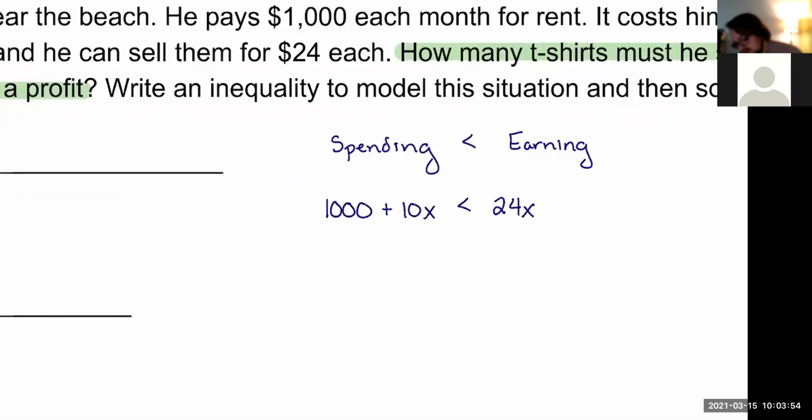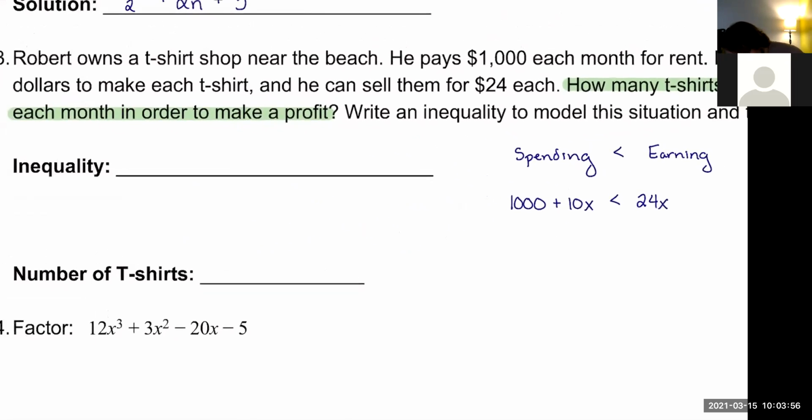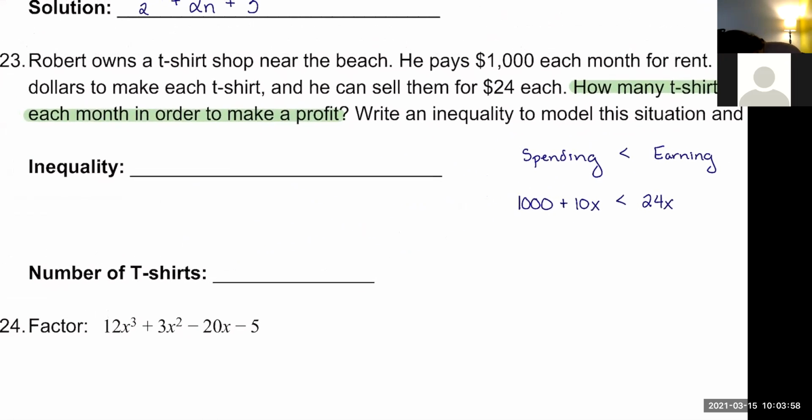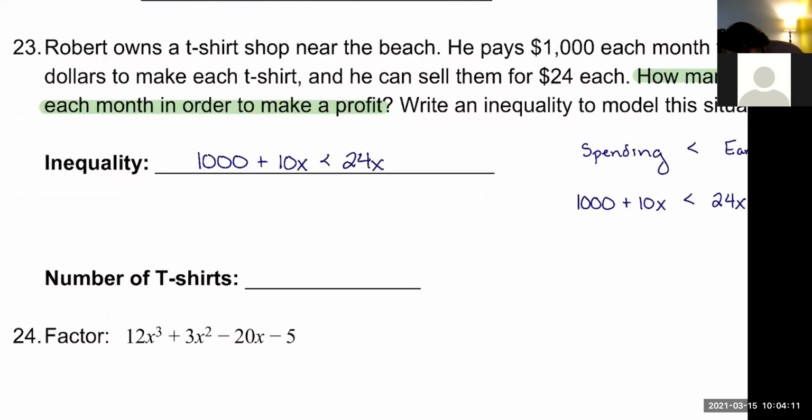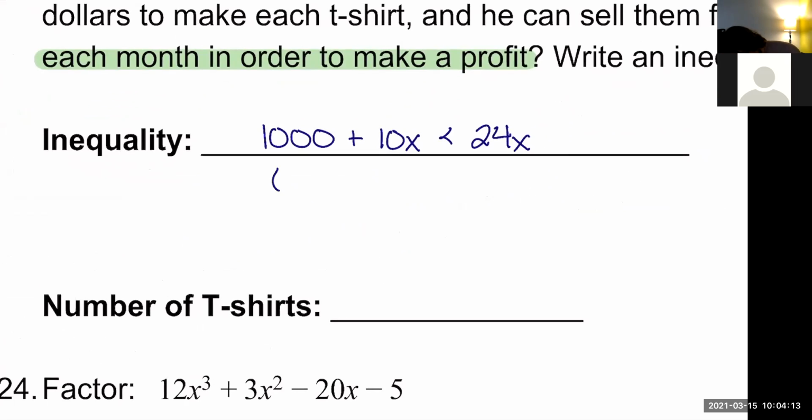So without really making a fuss of it, what we just did kind of accidentally was we wrote an inequality. 1,000 plus 10x is less than 24x. And if it helps, we can remind ourselves that x equals the number of t-shirts in this situation.